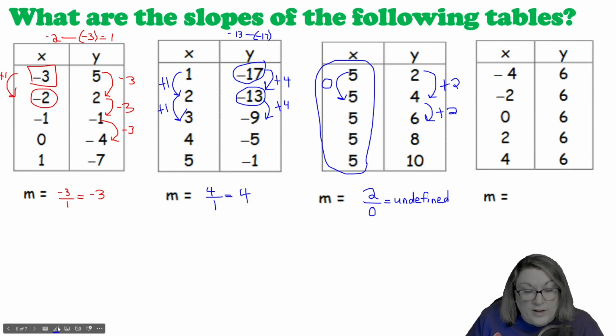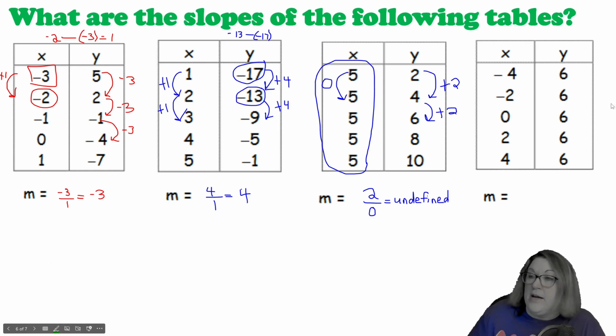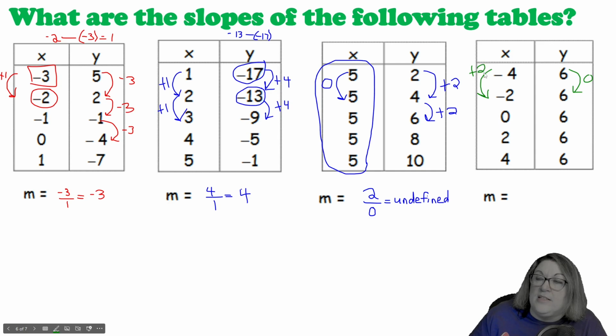Now the last one over here, let me change colors again so we don't get them mixed up. Okay, the change in y this time is 0, right? The change in y is 0, and over here on the x, we have added 2 each time to get to the next number. So my change in y is 0, my change in x is 2, and when I divide 0 by 2, I get a 0 slope. And 0 slopes are horizontal lines this way, right?